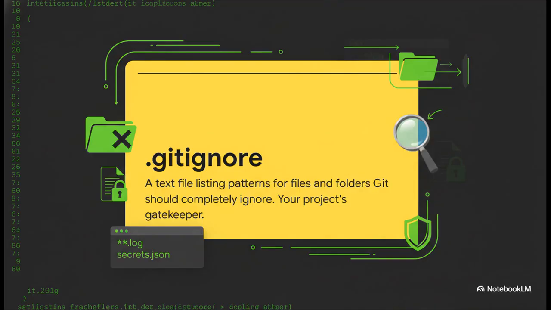So you're probably wondering, how do I stop myself from accidentally committing all that stuff? Well, Git gives you an automated gatekeeper. It's a simple text file called .gitignore. You literally just make a list in this file of all the files and folders you want Git to pretend don't even exist. It's your primary line of defense for keeping your project history clean and secure.